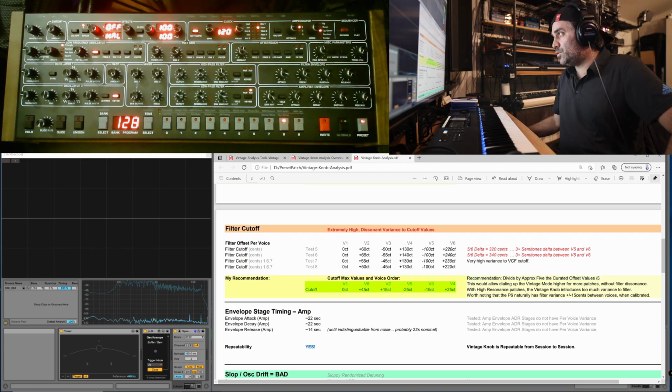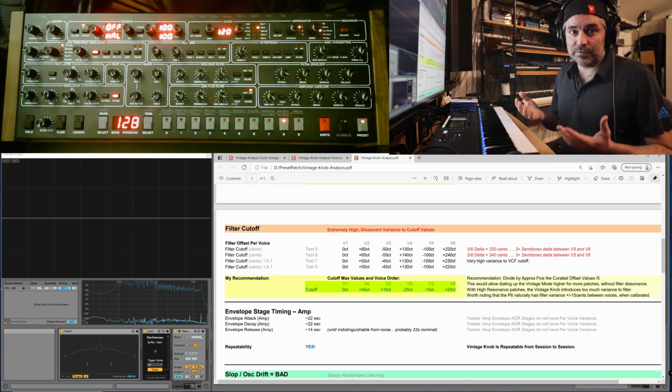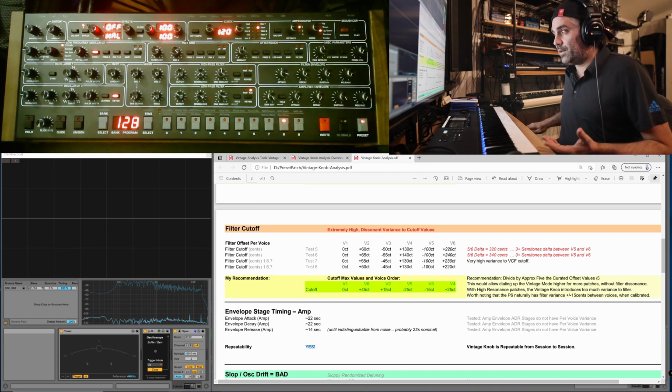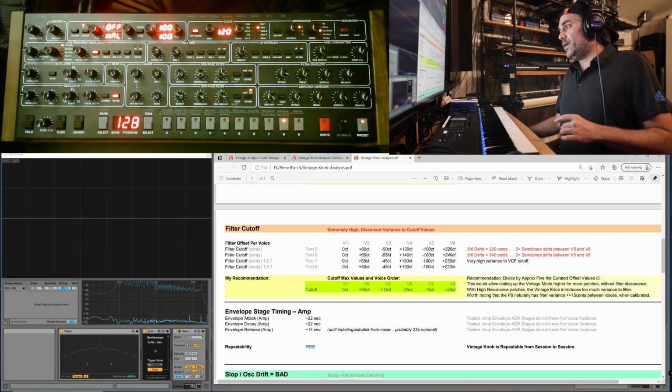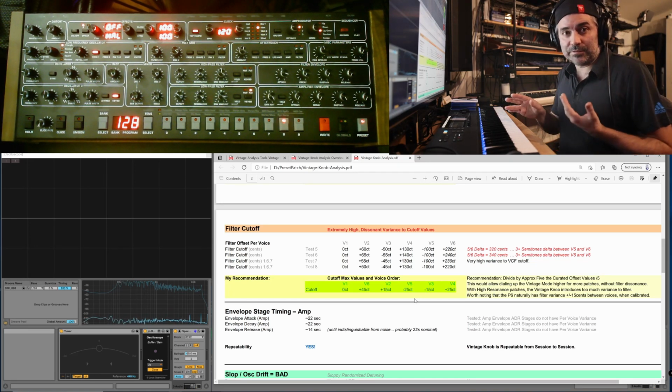So if you have 220 or 240 max right now, divide that by 5 and you've got still a huge offset, like 45 cents offsets, which still has a ton of vintage character. If you have a 45 cent offset positive and then another voice with a 25 cent negative, you still got 70 cents total delta there of filter offsets.